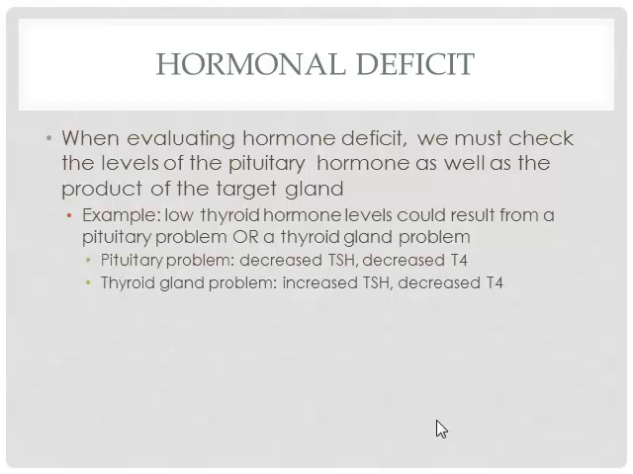At the thyroid gland, if the thyroid gland is the problem, there's actually too much thyroid-stimulating hormone available. It's just that it's not being absorbed or used by the thyroid gland appropriately, and that might result in decreased T4 levels.